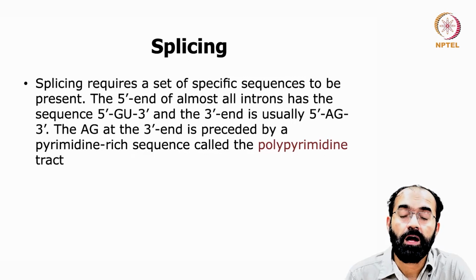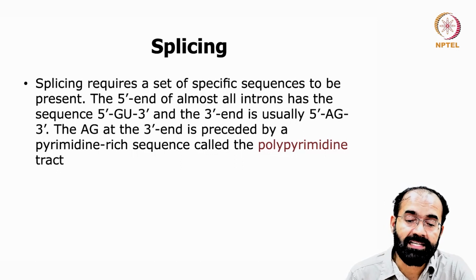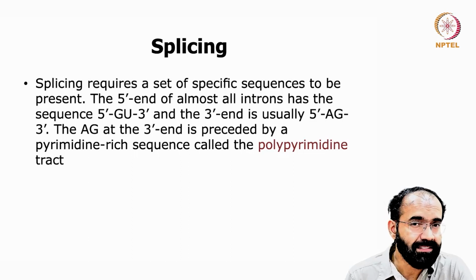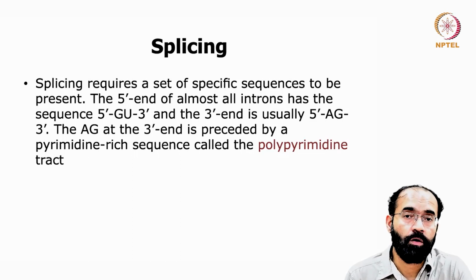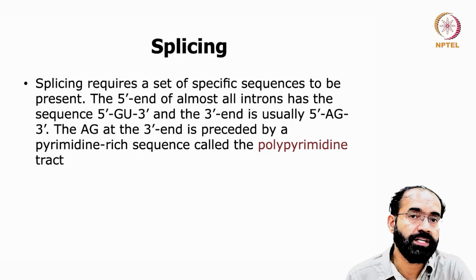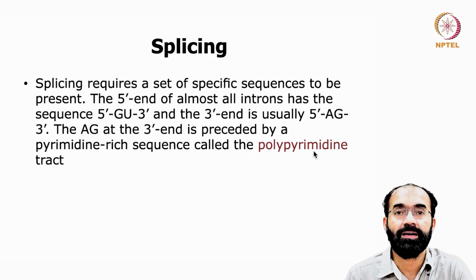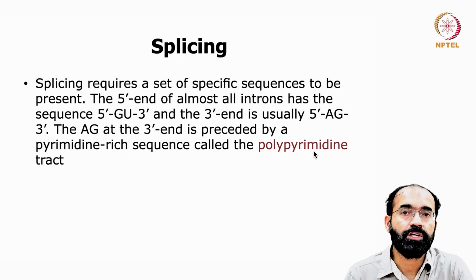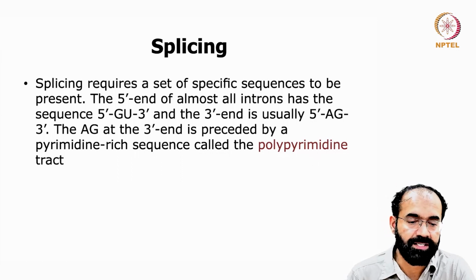The 5' end of almost all introns has the sequence GU. So the first base of an intron is G and the second base is always U, and the last but one base of an intron has to be A, and the extreme last base of an intron is G. This doesn't mean that every sequence starting from GU and ending with AG is an intron, because we also need to have the polypyrimidine tract and the branch point. So this has to be met, but no matter what, introns start with GU and end with AG.